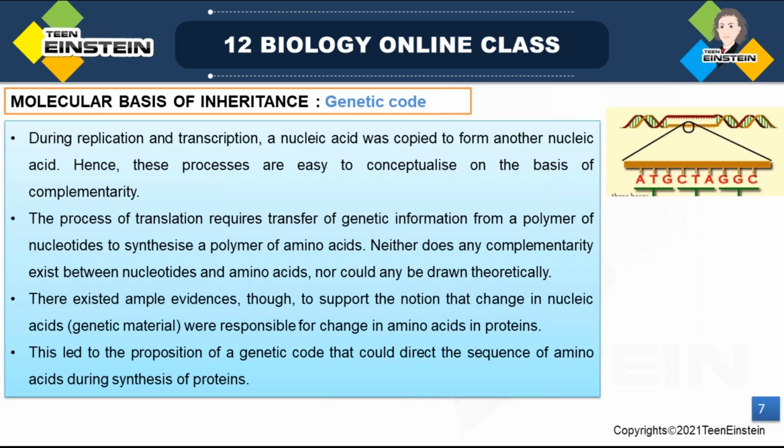So that change led to the proposition of the genetic code. How can a particular genetic code code for a particular sequence of amino acids during the synthesis of a certain protein? Now you have got an idea what the genetic code is.